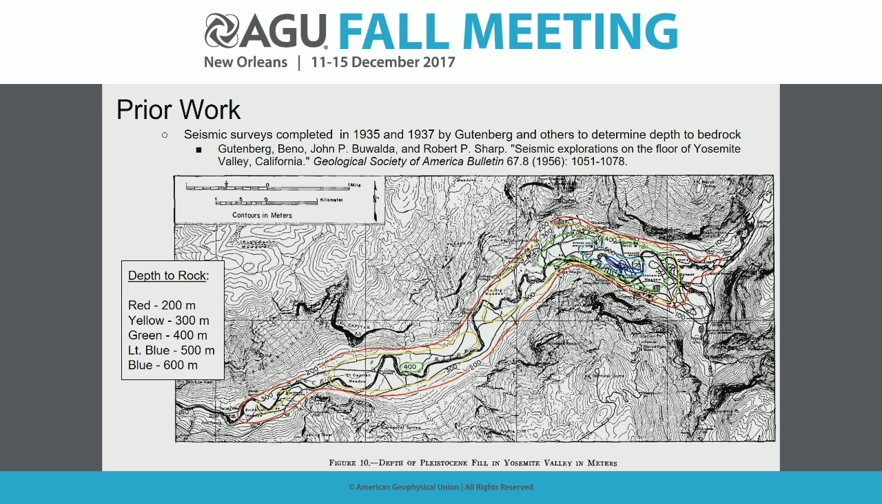The red on the outside shows their shallowest assumed depths, which is 200 meters. And then as you move to the eastern part of the valley, over here, they predicted about 600 meters depth, and that is by the Ahwahnee Hotel.